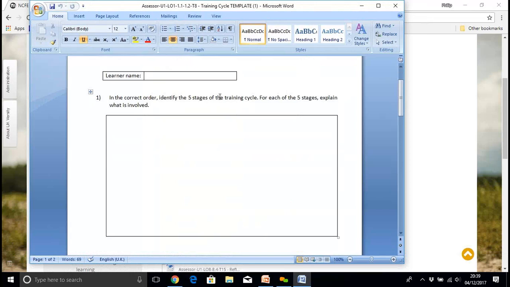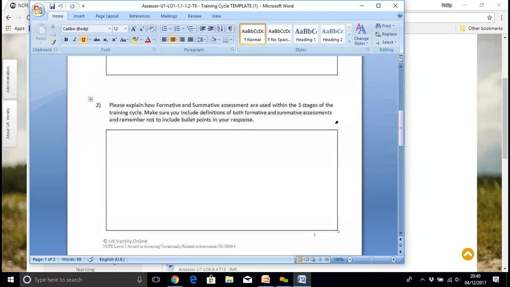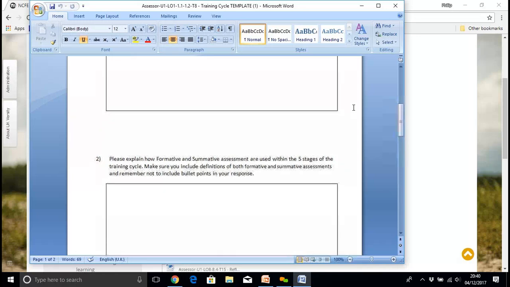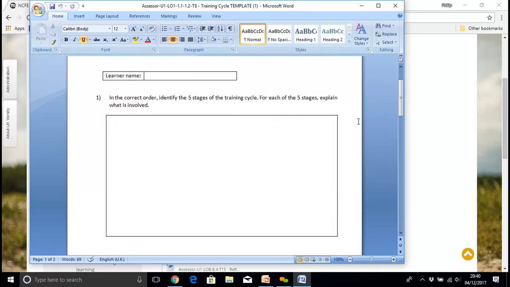In the correct order, identify the 5 stages of the training cycle. For each of the 5 stages, explain what is involved. 2, please explain formative and summative assessment and how they are used in the 5 stages of the training cycle. Make sure you include definitions for both formative and summative, and remember not to include any bullet points in your responses. None of these can be explained by bullet points.